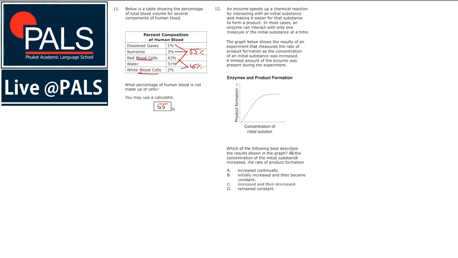Which of the following best describes the results shown in the graph? As the concentration of the initial substance increased, the rate of the product formation... So, concentration of initial solution. What do we see here? As we increase the concentration of the solution, we can see that the rate of the product formation goes up until we reach a certain point where it slows down and then levels off.